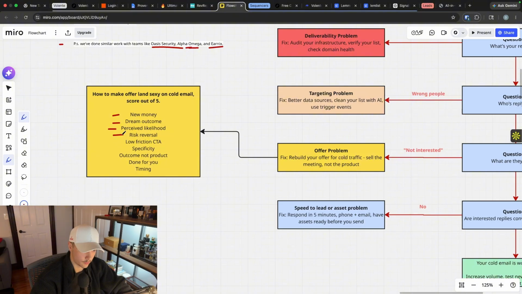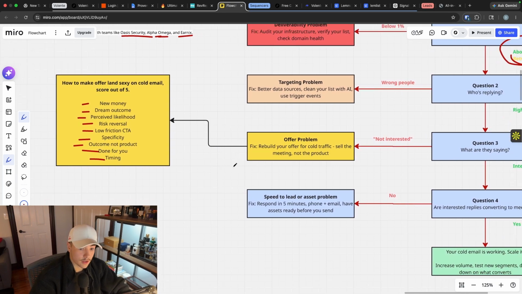Is there a risk reversal in place? Is there a low friction CTA? Are we being specific? Are we talking about the outcome and not the product? Are we making it sound easy, done for you? And how is the timing? All of these things stack up to make a banging, winning offer. So, that's just some sauce there.